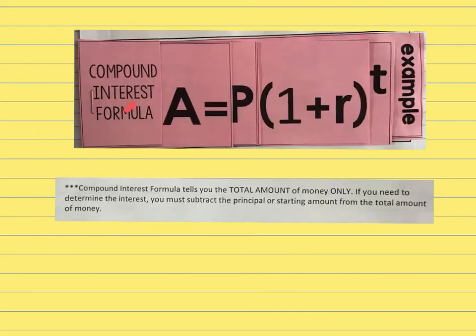On the next page, we have our foldable for compound interest. As you look at this, at the beginning it says A, so that's going to equal a different amount. And then in the formula, we have a parentheses, we have 1 plus, and then now our letter T is an exponent. It's not a normal, it's an exponent. Underneath, it gives you a reminder. It says if you're finding compound interest, it's going to tell you the total amount of money only. If the question had been asking for you to determine the interest, you would need to subtract your principal or your starting amount from the total that you get from this formula.